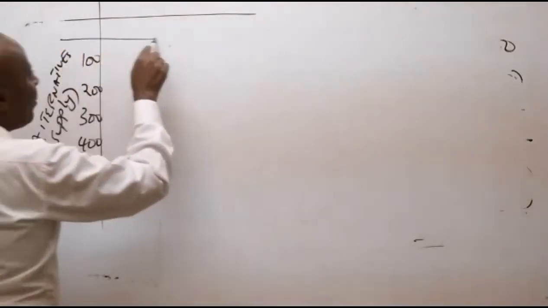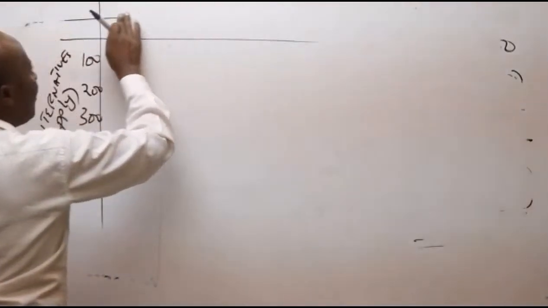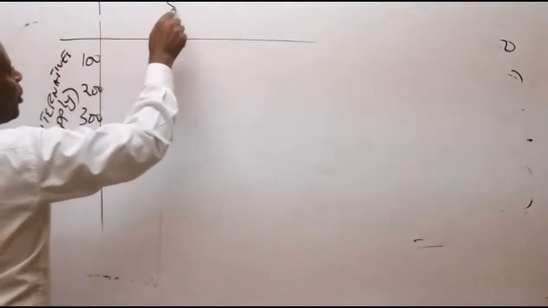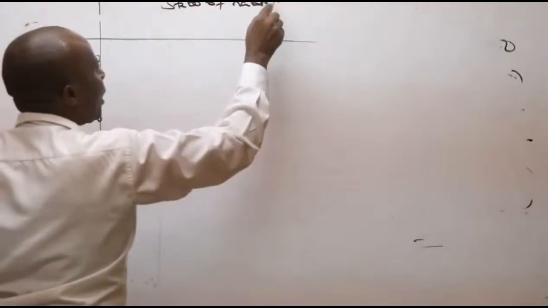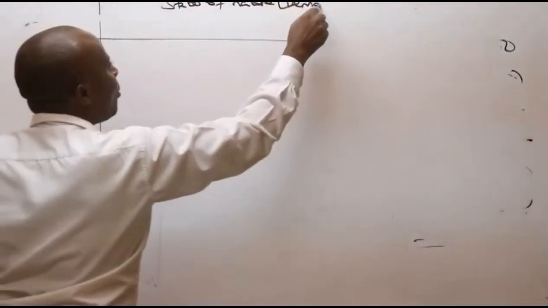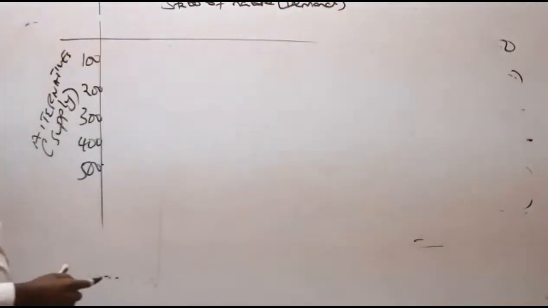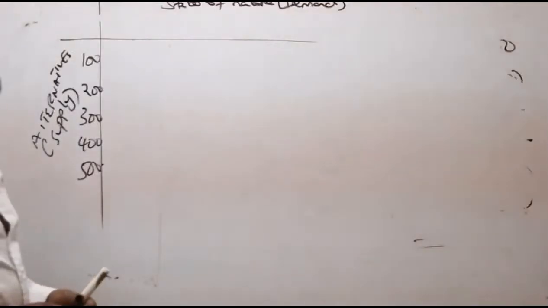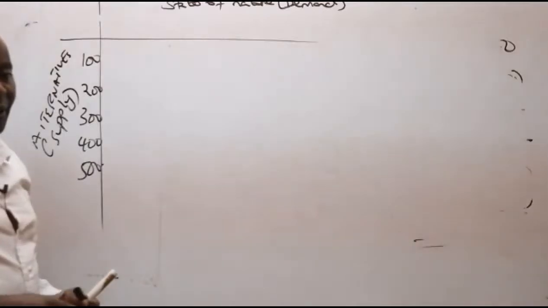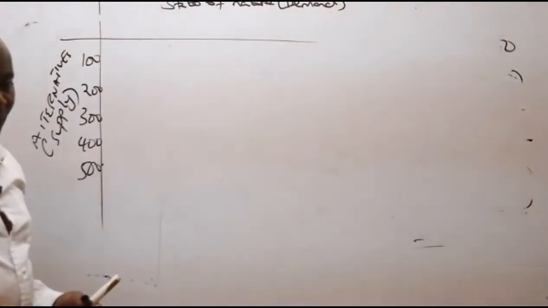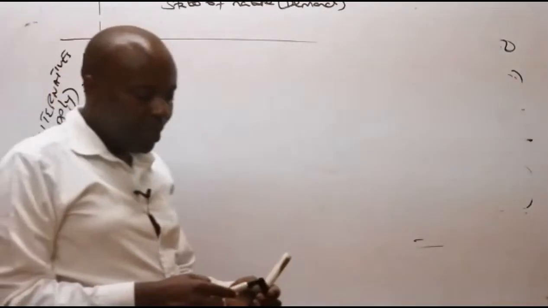And then now remember that, ladies and gentlemen, here we have what we call states of nature. States of nature will be what we are not able to control. So our states of nature, ladies and gentlemen, will be what here? Will be demand. States of nature here will be demand.